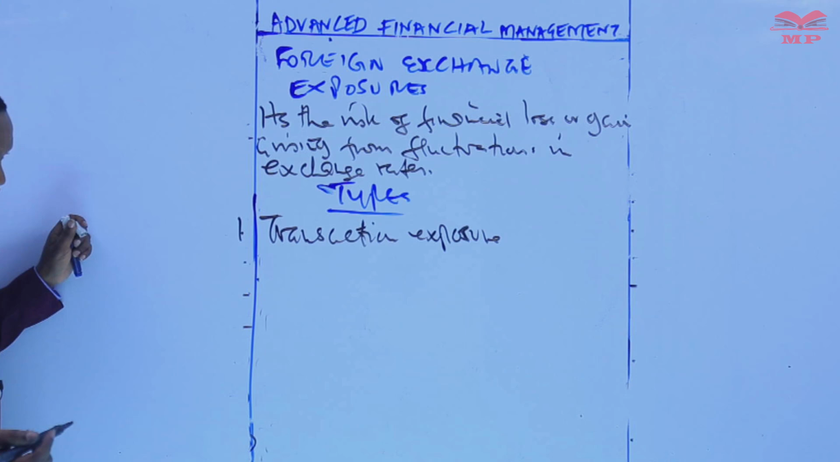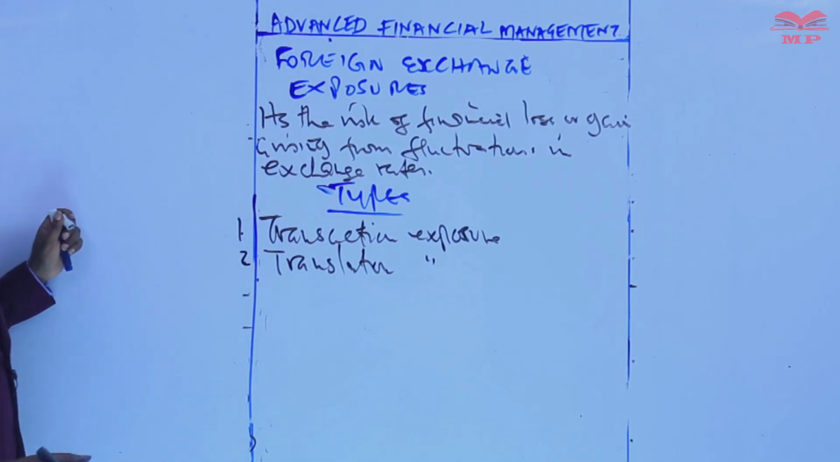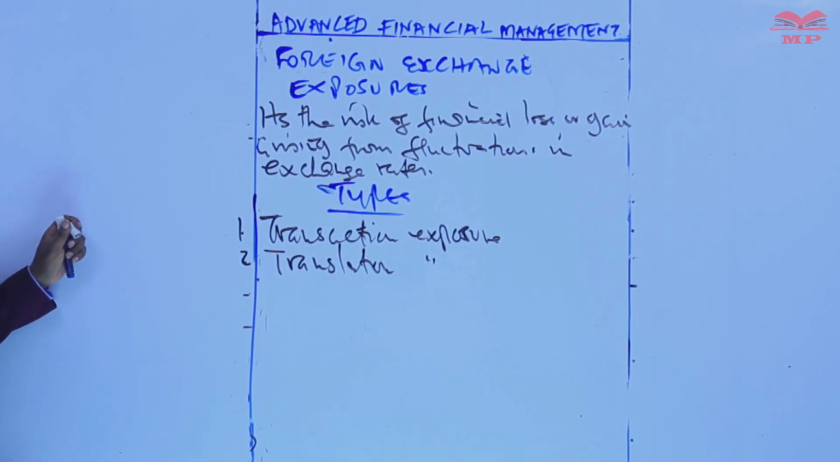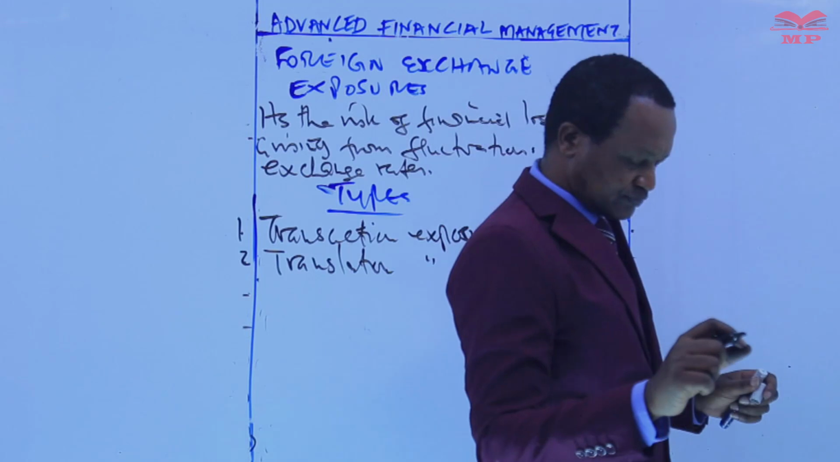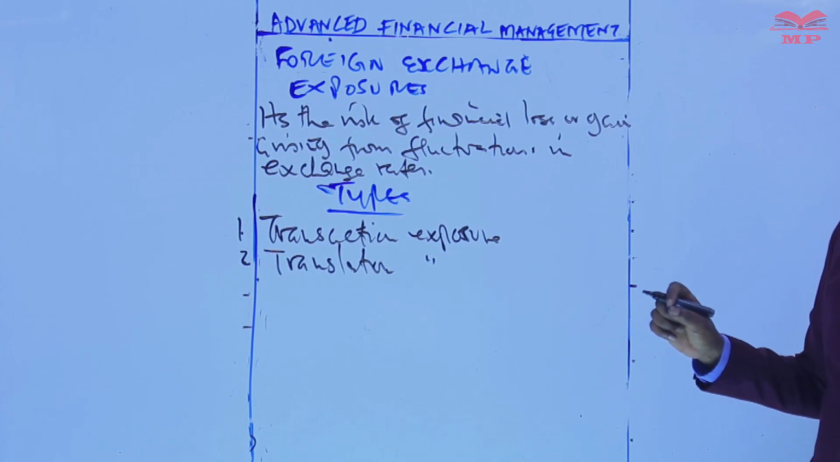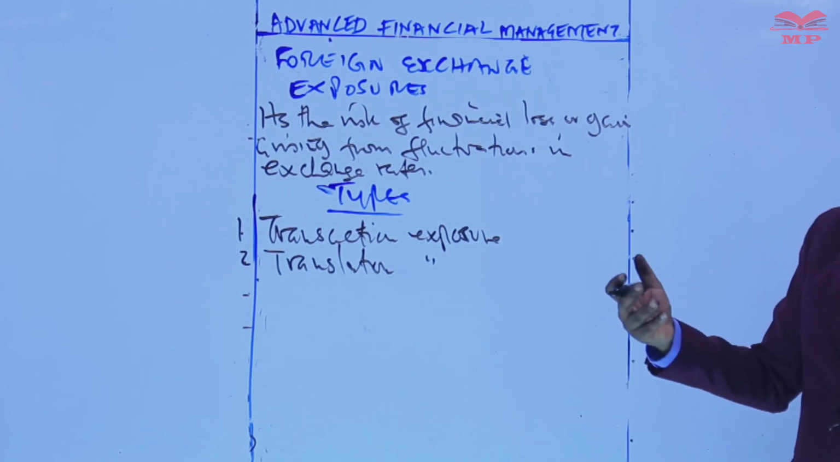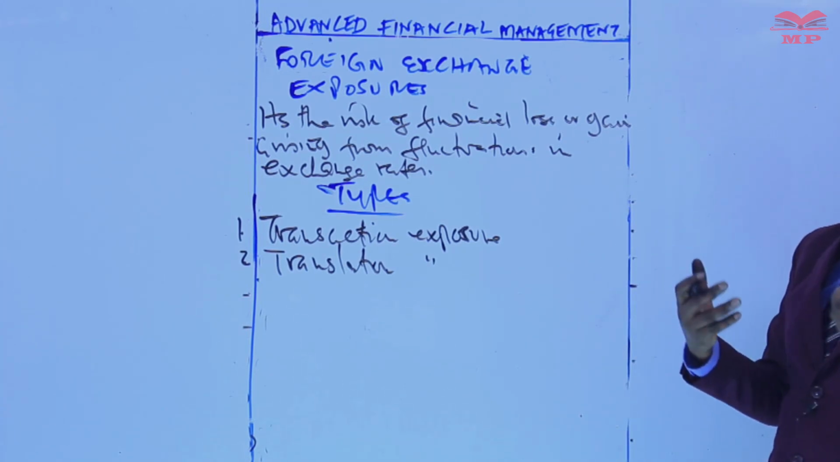There is also another type known as translation exposure. Here we are dealing with the risk that may arise from the translation of foreign currency. All right? Let me put it another way. A translation exposure, candidates, arises from the translation of foreign currency denominated assets and liabilities into the domestic currency for financial reporting purposes.